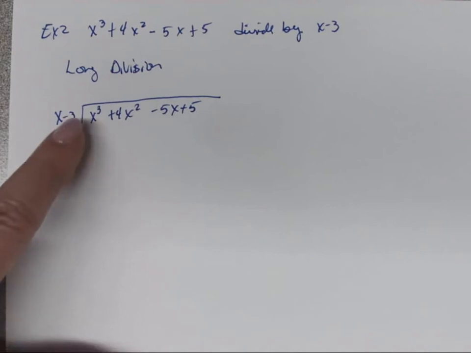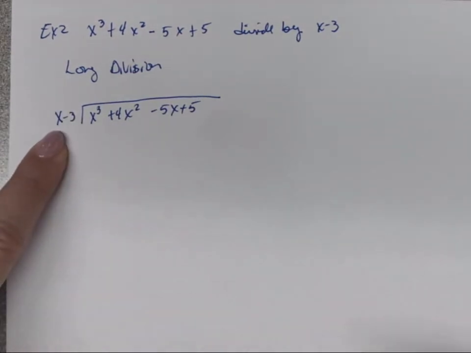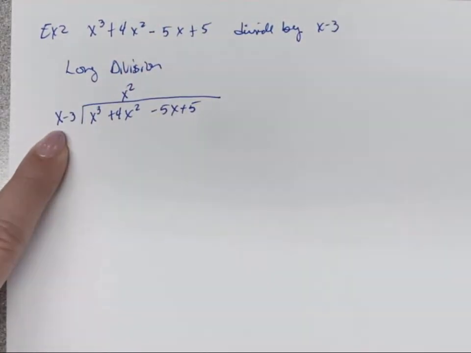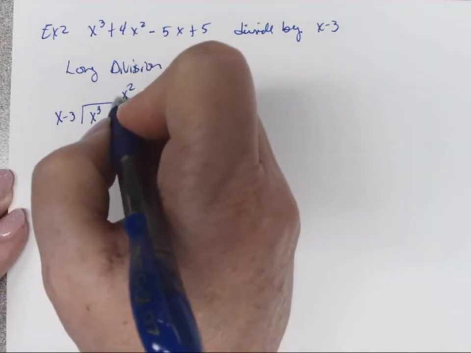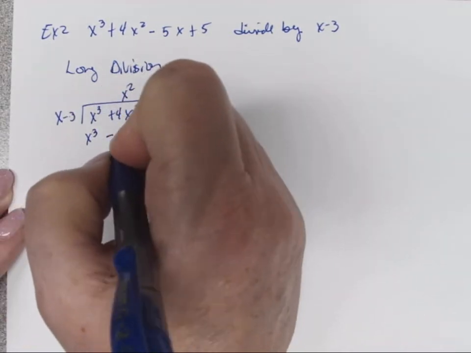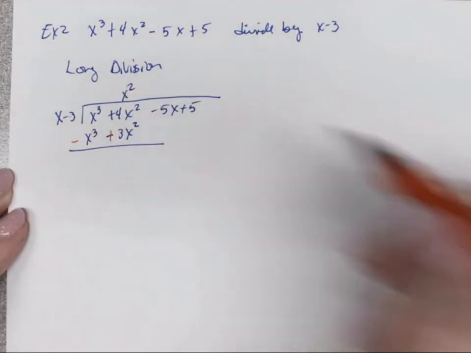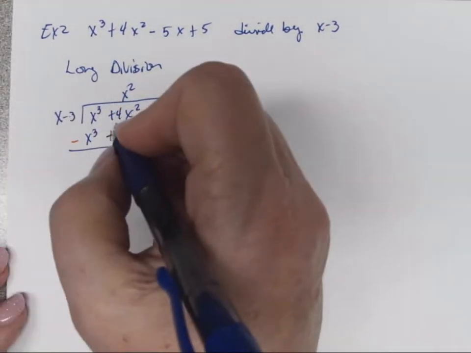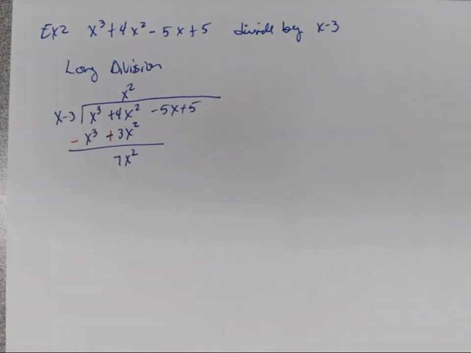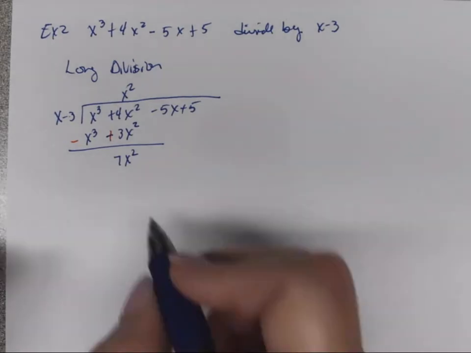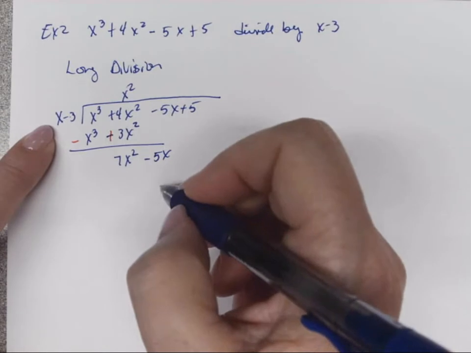All right, so what am I going to get if I take x cubed divided by x? Well, I'm going to get x squared. And again, you can do it off to the side. So x squared times x will get me x cubed. X squared times negative 3, negative 3x squared. Draw the line, change both signs. Those will cancel, and we end up with 7x squared. And that first term should always cancel as you're going. Otherwise, it's not going to look very fun, and you're going to get the wrong answer. So negative 5x, bring it down.